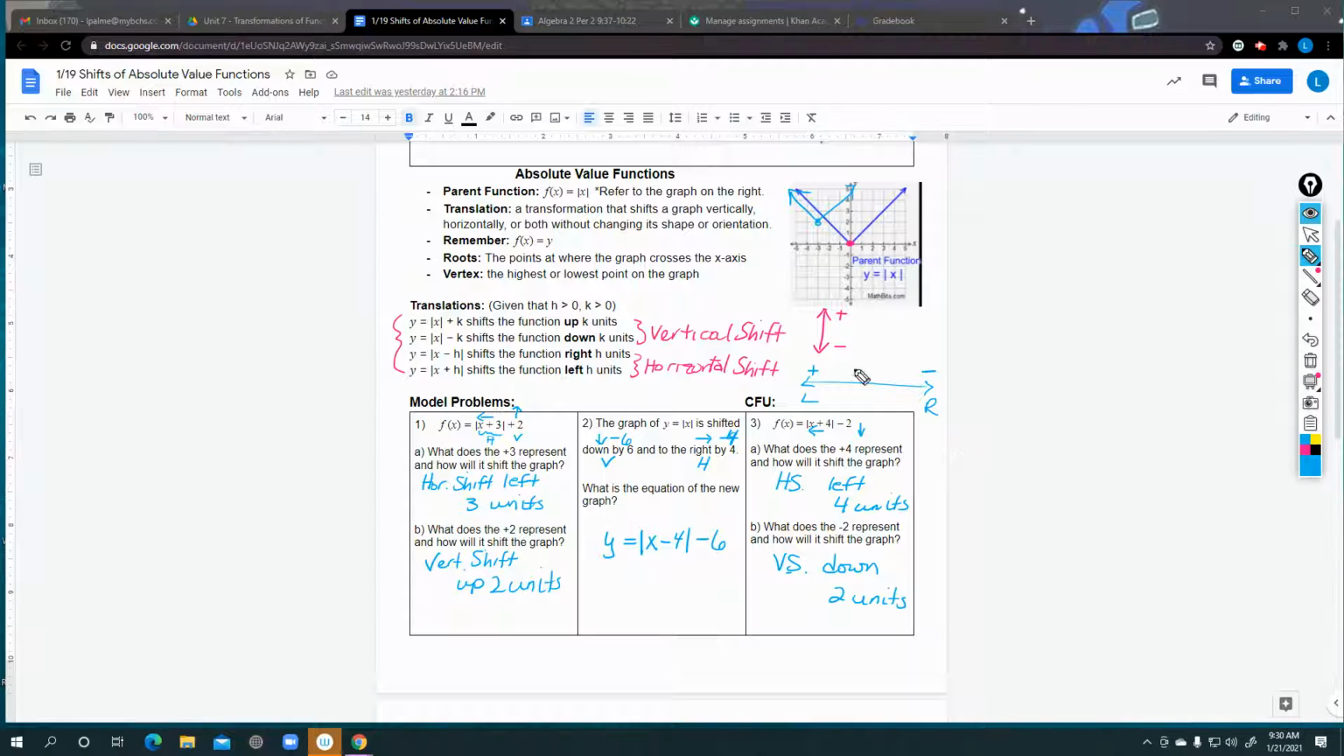And this is your little tutorial. Sorry, it was a little quick. I wanted to make sure I was within that 5 minutes for your shifts of your absolute value functions.